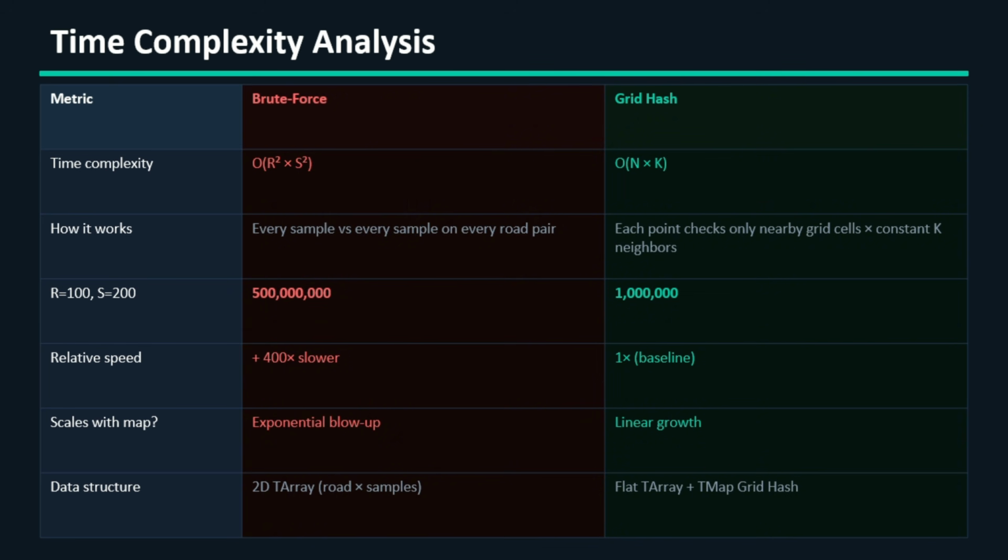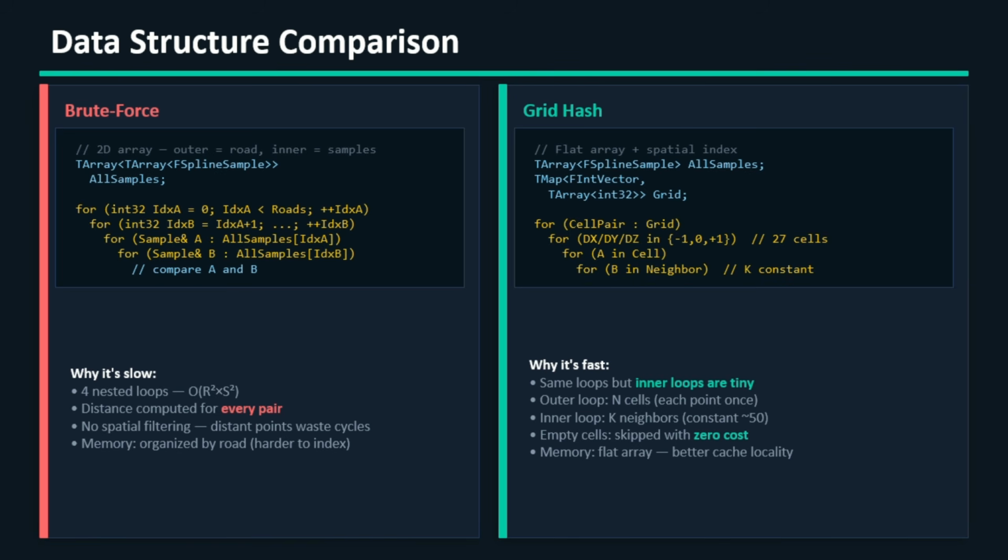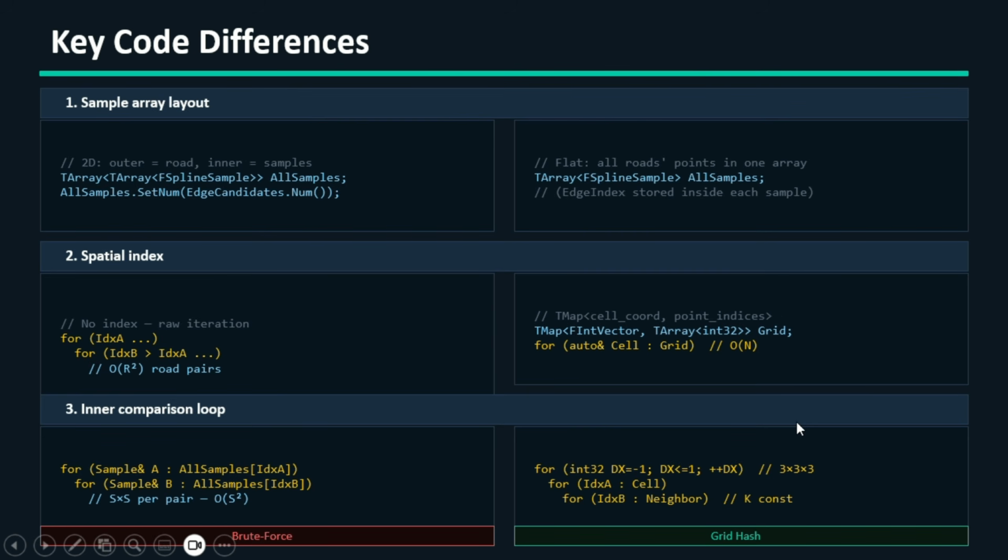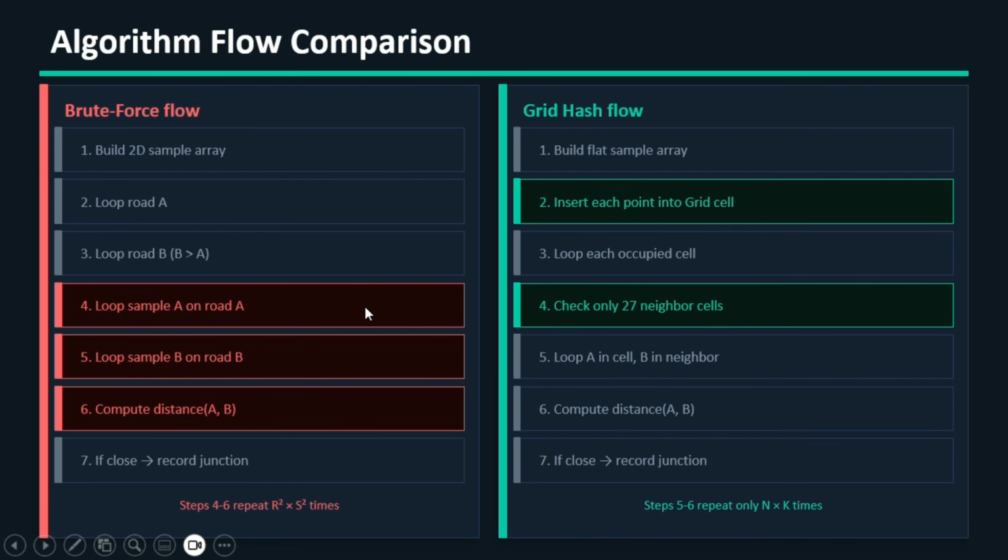So here is the time complexity, and we already talked about the example earlier. And this slide shows the code difference. Brute force has a for each loop. It compares every point against every other point, no skipping at all. Grid hash has the same structure, but the inner loops are much smaller, only 27 nearby cells, so around 50 points each. That's where all the speed up comes from.